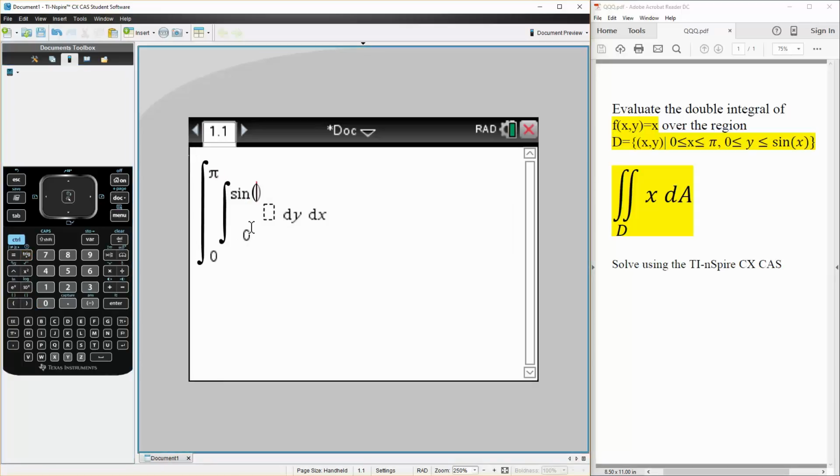Sine x. And we know the function is x. Simply hit enter. And this is our answer.